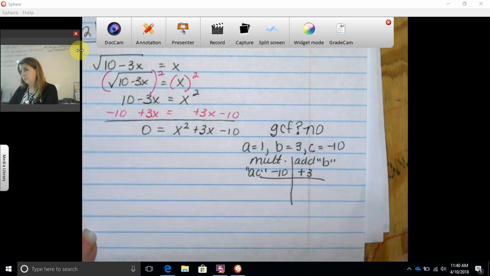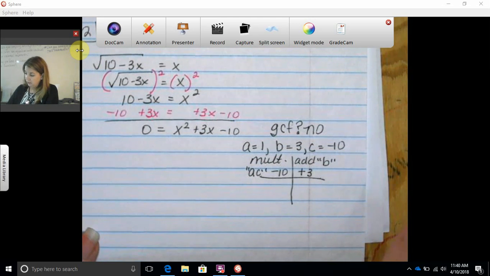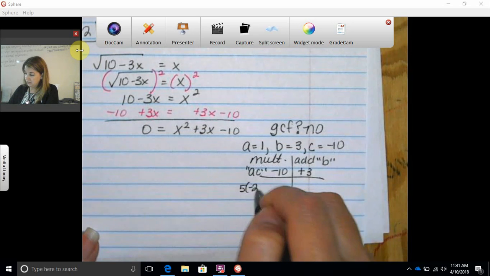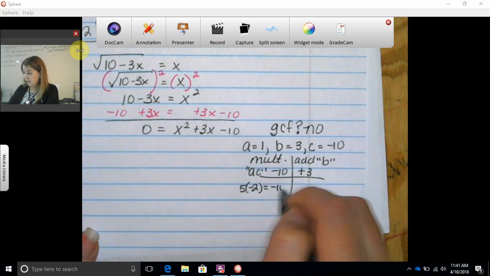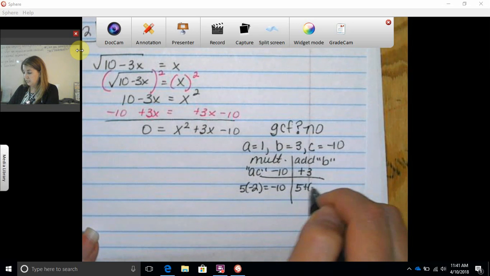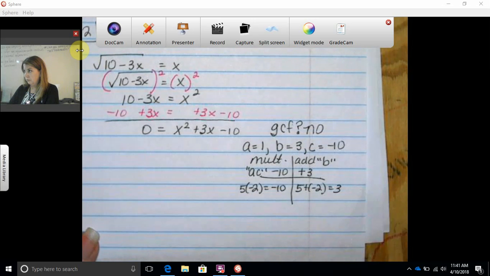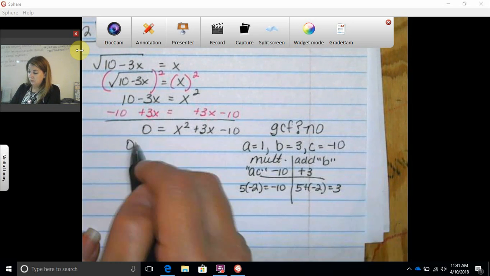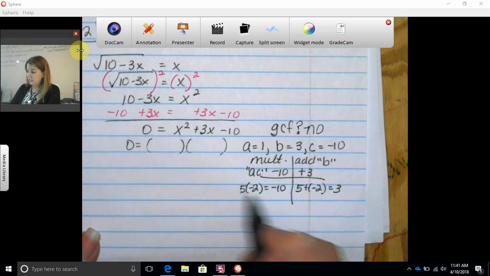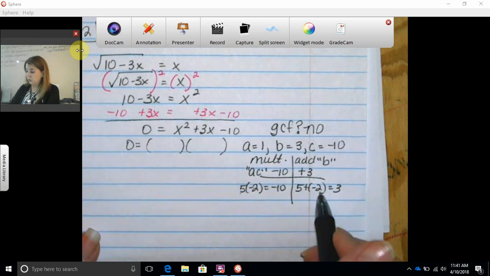And I'm sorry, what did you say? 5 and negative 2. 5 times negative 2 does give me negative 10. 5 plus negative 2 does give me positive 3. So that works. My factors are x plus 5 and x minus 2, because 5 and negative 2 is what worked on both sides.